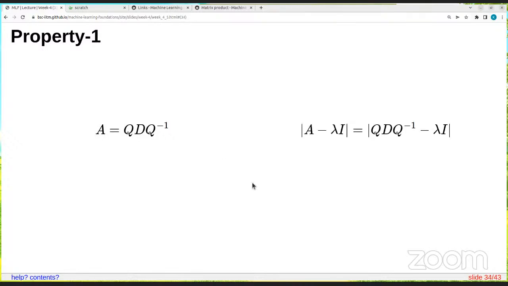We look at the eigenvalues of A first. To get the eigenvalues of A, we just have to solve for the determinant of A minus lambda I equal to 0. So I just substitute Q D Q inverse here. Okay, so can someone tell me what the next step could be?